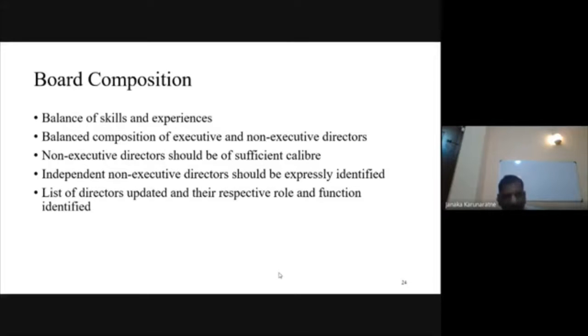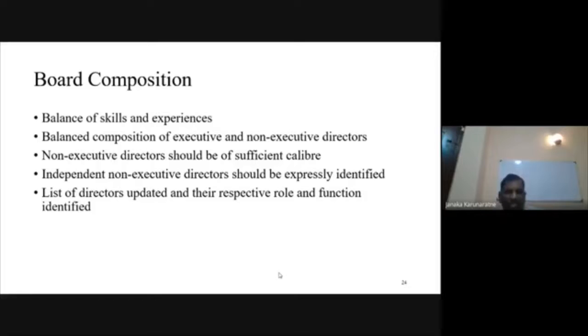So let's move on to the board composition. Now, when you talk about the board, it's very important to have a balance of experience, skills and experiences. If you have a board concentrated on only a few skills or one skill, then probably you don't create a better dialogue within the board.